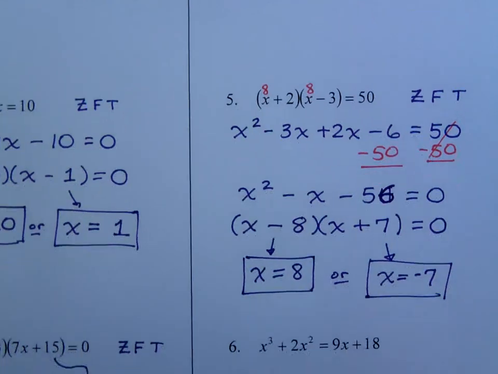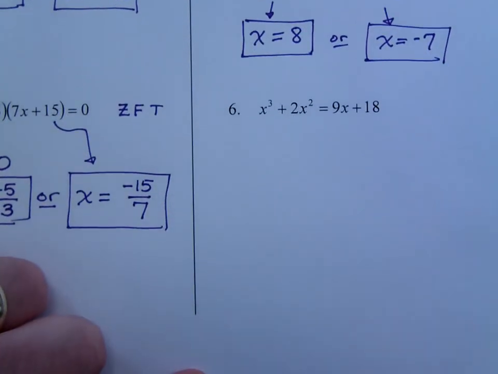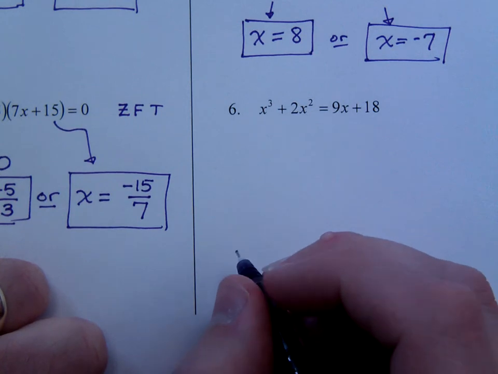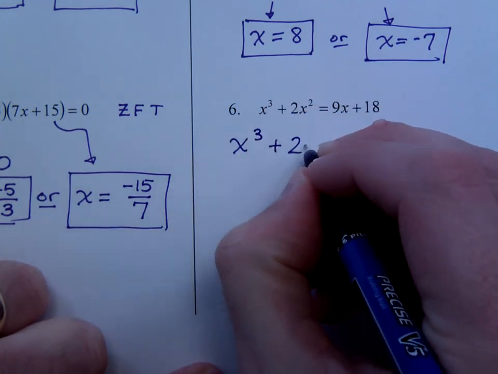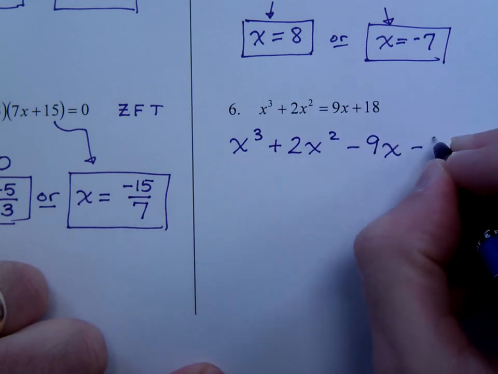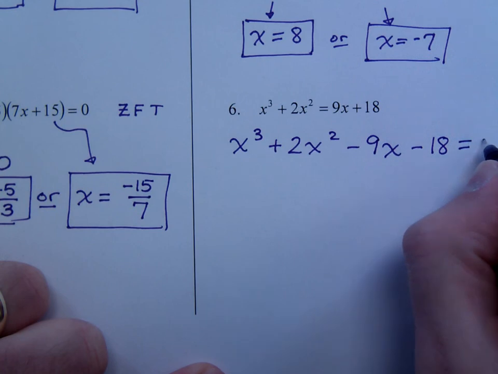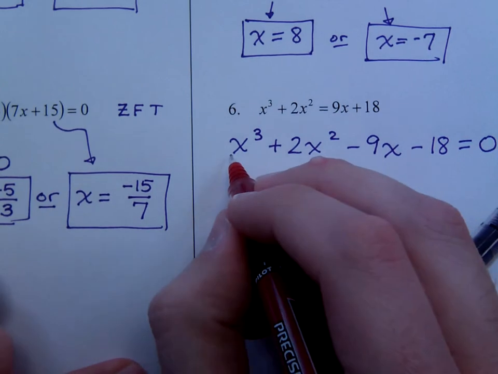Now, number 6. Number 6 is not set equal to 0, so we can take care of that just by moving everything over to the left side. When you move terms, you want to make sure that your polynomial will be in descending order. It always works out better for you that way. Now when I move everything to the left, I see that I have something that doesn't have a common factor other than 1, but I do have 4 terms. And 4 terms indicates that I should factor by grouping.